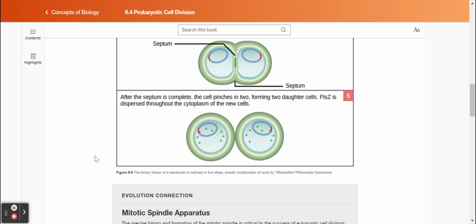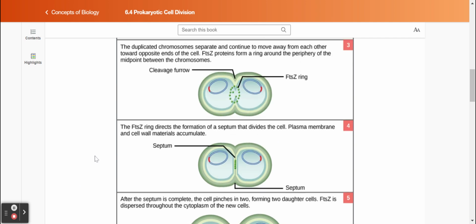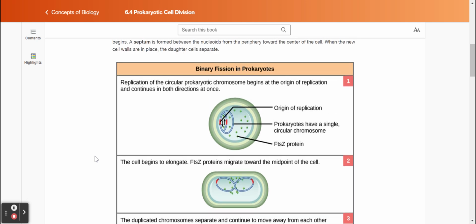Figure 6.9. The binary fission of a bacterium is outlined in 5 steps. Step 1. Replication of the circular prokaryotic chromosome begins at the origin of replication and continues in both directions at once. Step 2. The cell begins to elongate. FtsZ proteins migrate toward the midpoint of the cell.